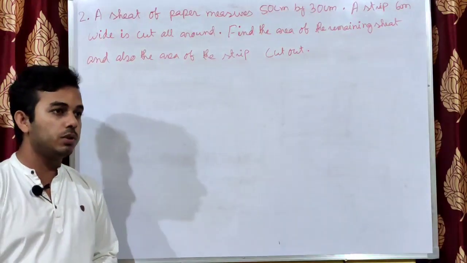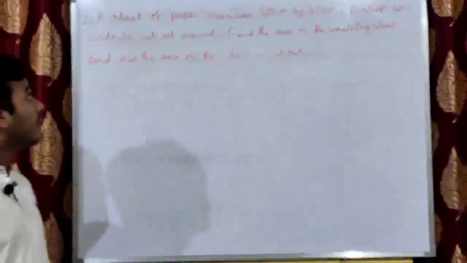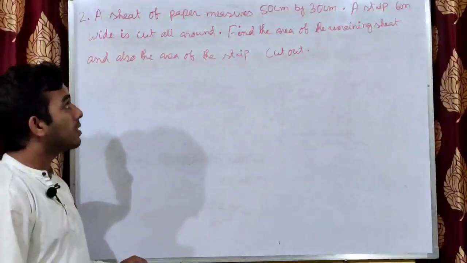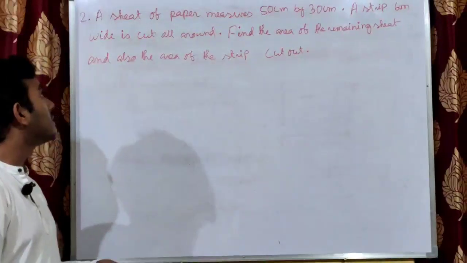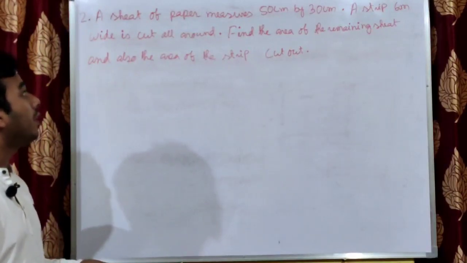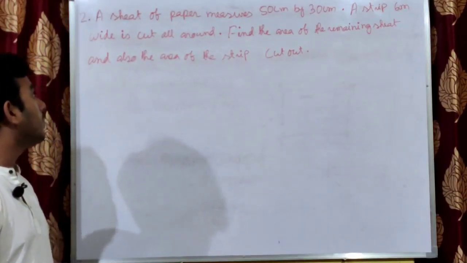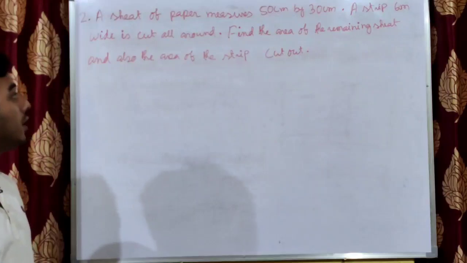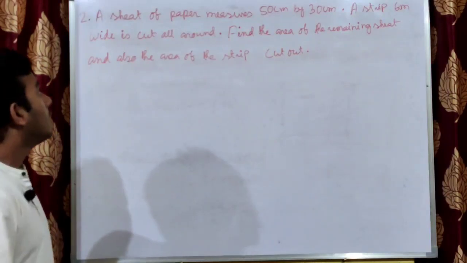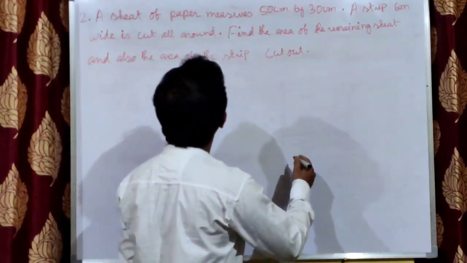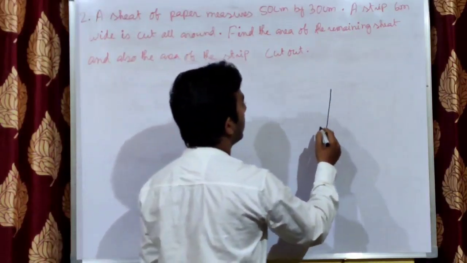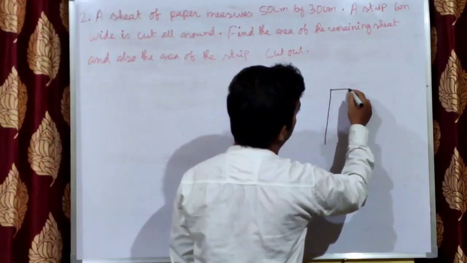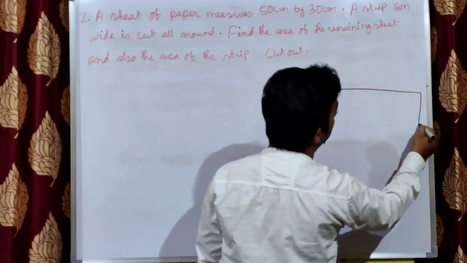Okay, now let us move to our second question. Here the question is, a sheet of paper measures 50 centimeter by 30 centimeter. A strip 6 meter wide is cut all around. Find the area of the remaining sheet and also the area of the strip cut out. So here we are talking about a paper, right? Paper whose measures are 50 centimeter by 30 centimeter. That means it is a rectangular sheet of paper.